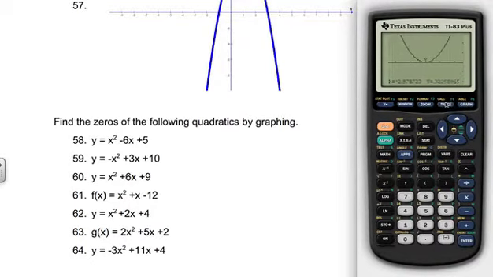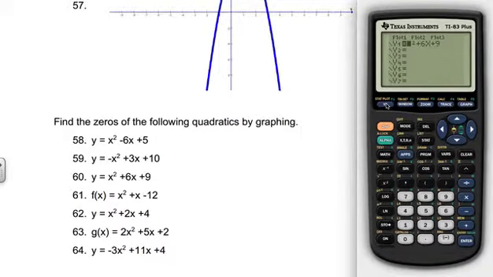I'm going to hit trace. I'm going to type in -3 to see if that is indeed a 0 value for the y. And it is, so this equation has one solution. It is x equals -3. That's number 60. Let's move right along.